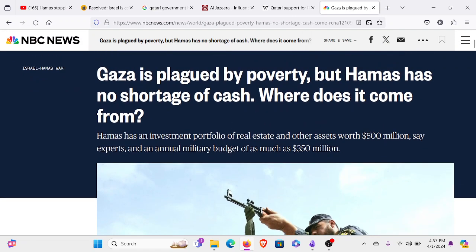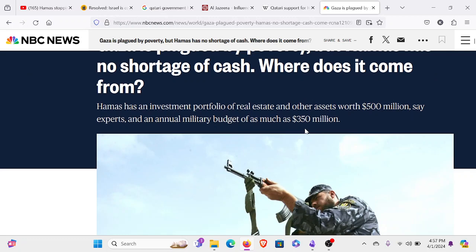Predominantly Hamas. Gaza is plagued by poverty, but Hamas has no shortage of cash. Where does it come from? I don't know. My guess is the $9 billion dollars that they've been getting since the 90s. Hamas has investment portfolios of real estate and other assets worth $500 million, say experts, and an annual military budget of $350 million. Okay, well, I think that tells you where it went. $350 million a year, plus $500 million in assets, plus who knows what other secret projects they got going on.